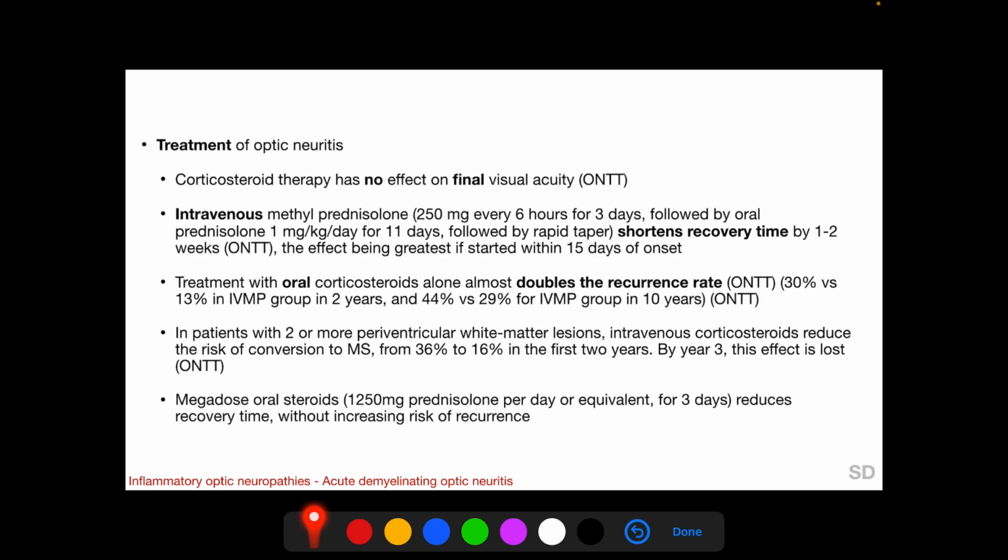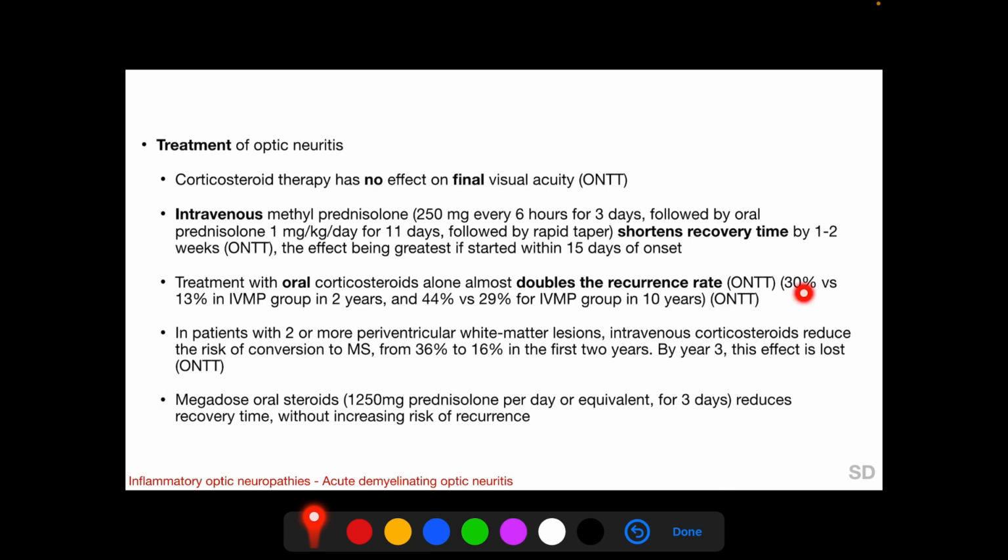Coming to treatment of optic neuritis, corticosteroid therapy has no effect on the final visual acuity, an ONTT finding. Intravenous methylprednisolone shortens the recovery time by 1 to 2 weeks, an ONTT finding, the effect being greatest if started within 15 days of onset. This intravenous methylprednisolone is given for 3 days, followed by oral prednisolone for 11 days. However, treatment should not be started with oral corticosteroids alone because it doubles the recurrence rate.